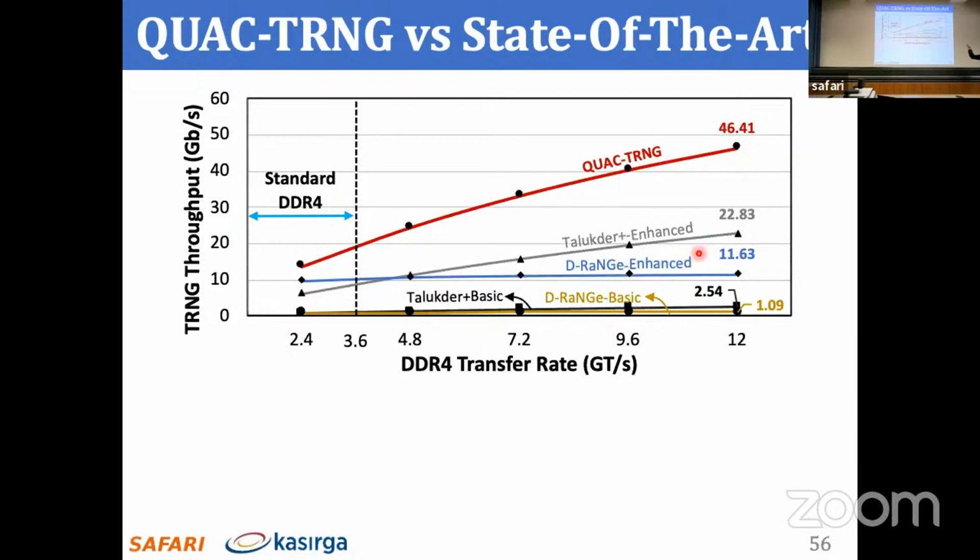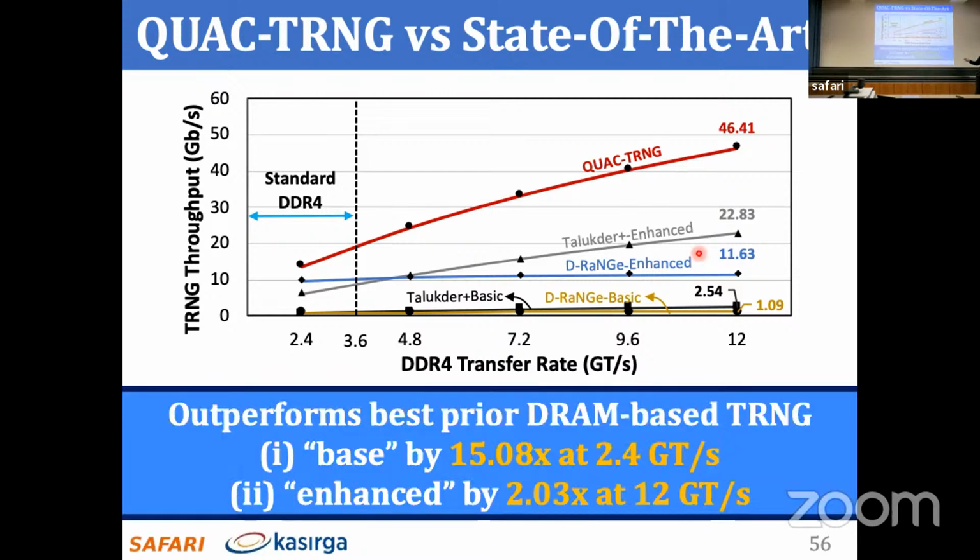So this shows you the throughput comparison for all the configurations we evaluated. QUAC-TRNG is using RowClone here, and we use RowClone in the other works wherever possible also. So we apply all the optimizations we do to them. And we see that QUAC-TRNG outperforms the best prior DRAM-based TRNGs by 15 times at a realistic 2.4 gigabits per second DRAM throughput. And it also outperforms the best enhanced configuration by 2 times at a futuristic 12 gigatransfers per second throughput.